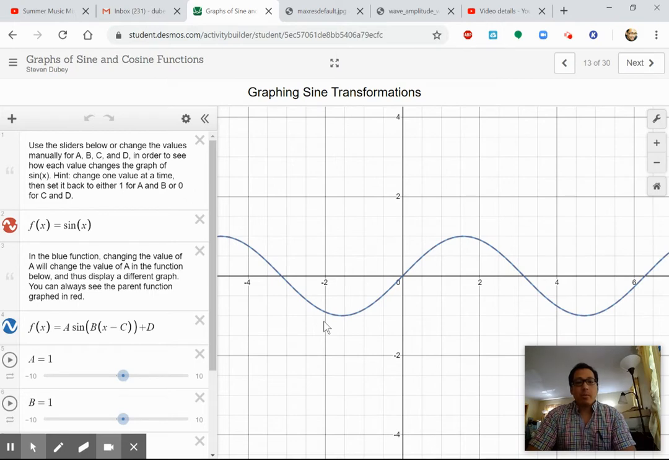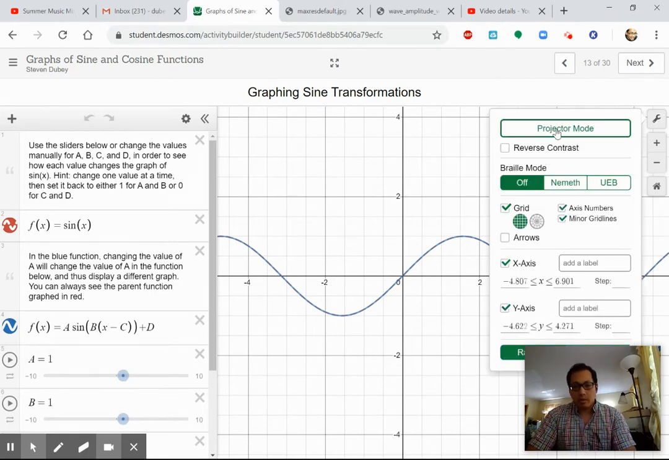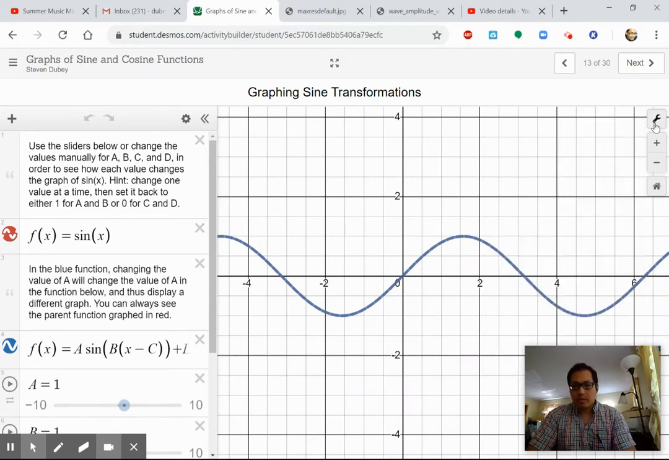So what I want you to do, maybe I should make this a little bit easier to see. What I want you to do is use the sliders below to change the values manually for A, B, C, and D. So there's going to be four letters in this transformation, four possible transformations that we could do to this graph. And they're going to be represented by these four letters, A, B, C, and D. I want you to change each of them one at a time, and then set it back to either its default value of 1 for A and B, or 0 for C and D.